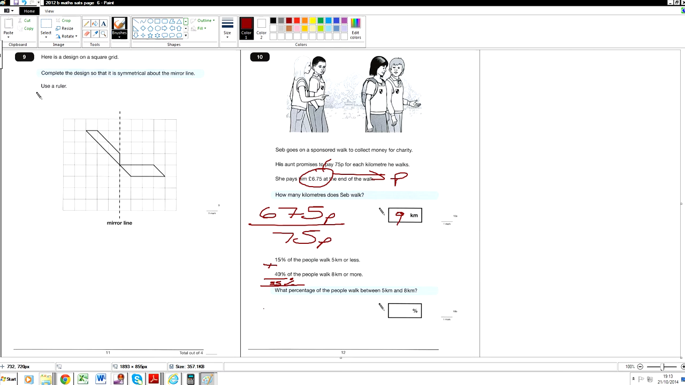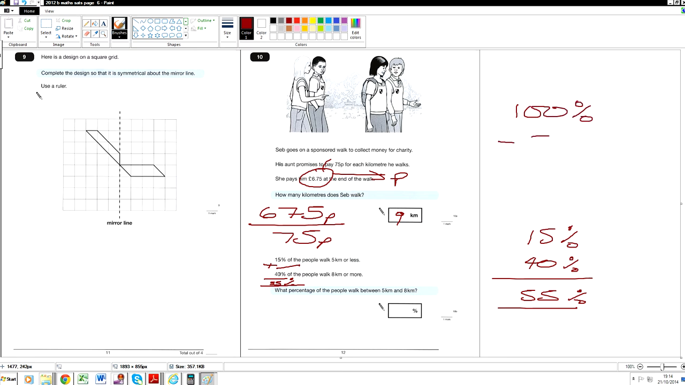Not 35. No. 15%, also wrong. If we add the 40%, which makes 55, that's 55%. How many people walk between those two? So that's how much we got. 100% total minus the 55% that we just counted now gives you a total of 45%.